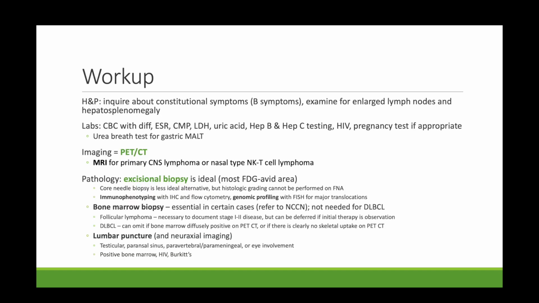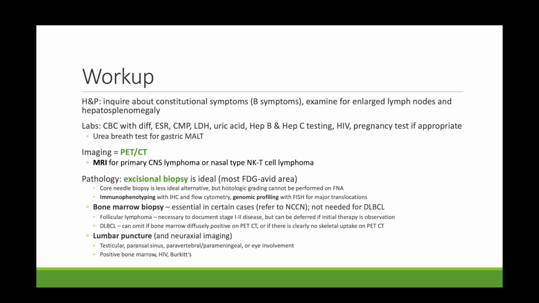In terms of workup, remember we always start with a full history and physical. We should always inquire about those constitutional symptoms, so the B symptoms that we just mentioned, examine for large lymph nodes and hepatosplenomegaly. In terms of labs, we can obtain a CBC with a differential, ESR, CMP, LDH, uric acid. Patients should be tested for Hep B and Hep C as well as HIV. And if appropriate, also consider ordering a pregnancy test. For gastric MALT, we can diagnose that with a urea breath test as well.